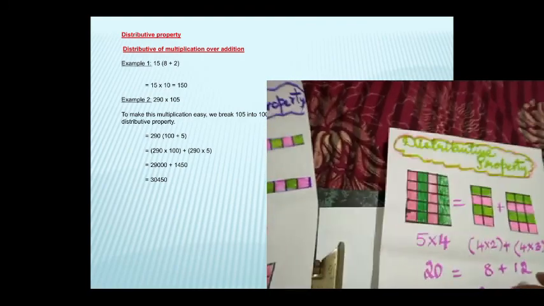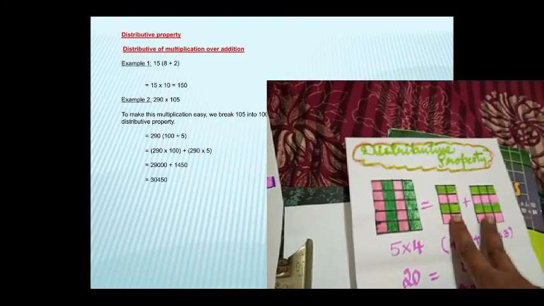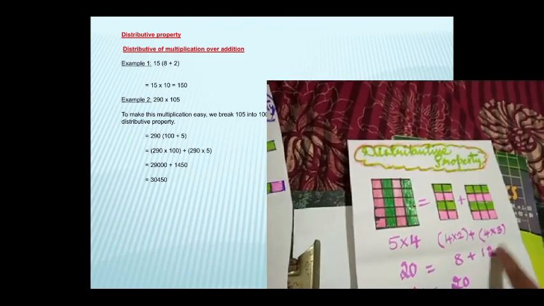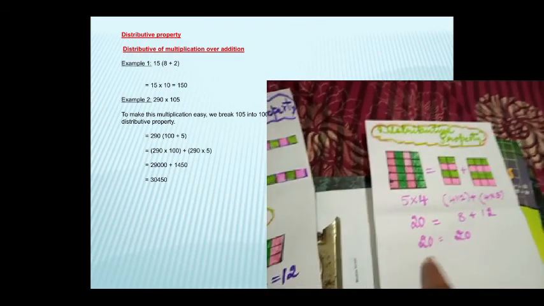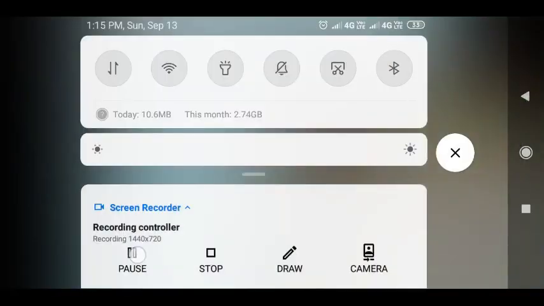So like this you have to distribute. I am splitting here and splitting, and I am adding here. See here, 4 2s are 8 plus 4 3s are 12. 8 plus 12 is 20. 5 4s are also 20. So this is what the distributive property says.